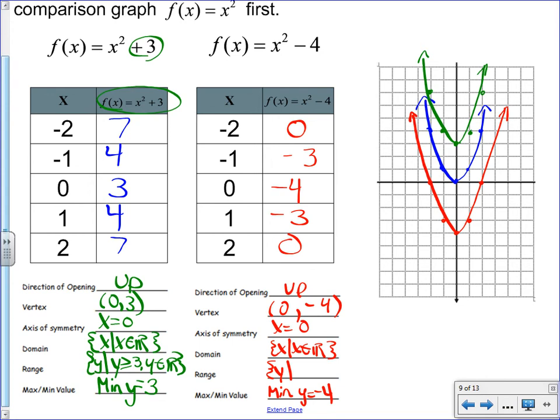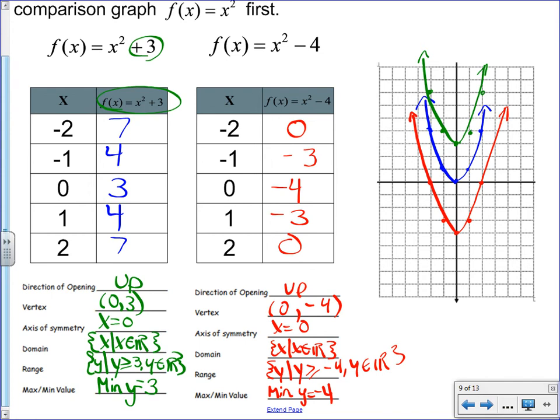Okay, y, that line, which one do I use? It's minimum, that one. So I say y is greater than or equal to negative 4. My minimum was at negative 4. That's why I put negative 4 in the range. Okay?